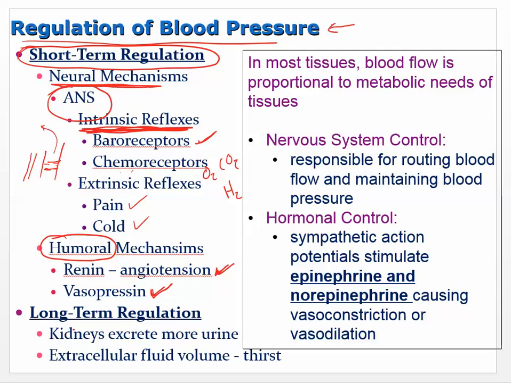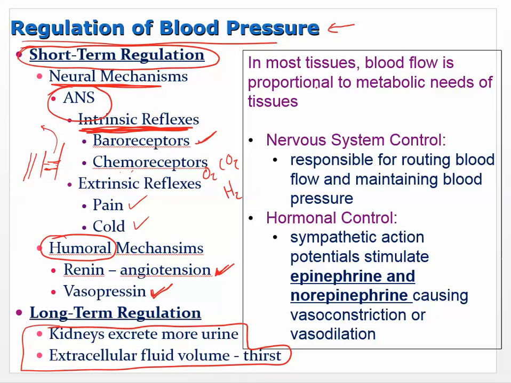And then long-term regulation: the kidneys in general are controlling how much fluid is in your body, and how much salt is in your body. And so that can cause a long-term effect, okay? And thirst. If you get more thirsty, you're going to increase fluid volume.